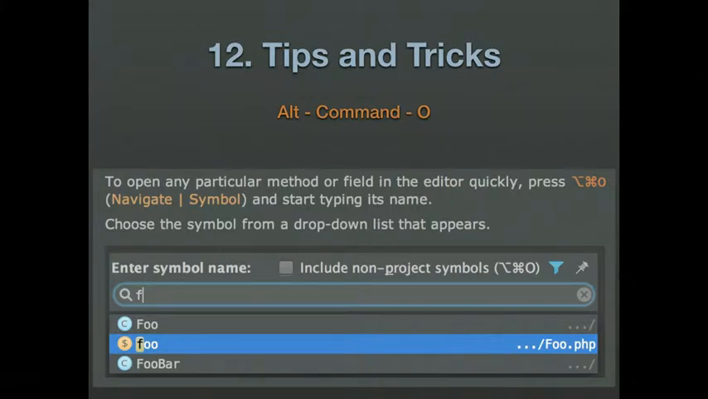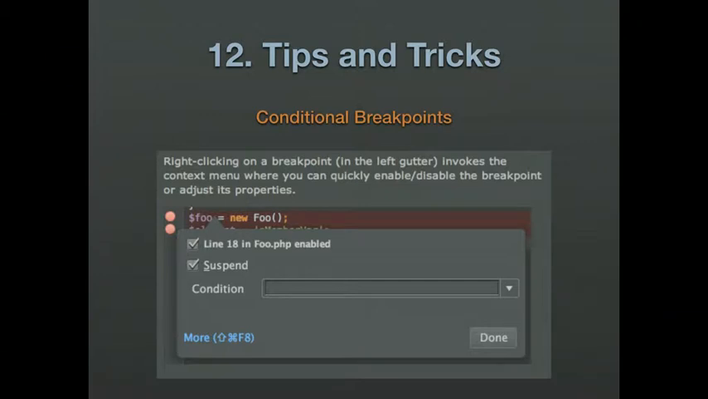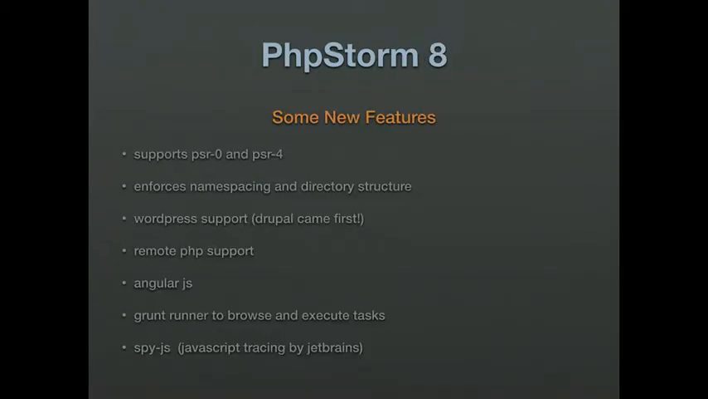Alt Command O finds any symbol. So if you're looking for a function anywhere in your project, you just do Alt Command O, and you could search for your function name. Command Shift A, I use that throughout, which is basically find all the things. So here, just to search for Drupal, it finds Drupal support in the settings. Conditional breakpoints, which we saw. And PhpStorm 8 actually came out this week. I almost updated just before this class.